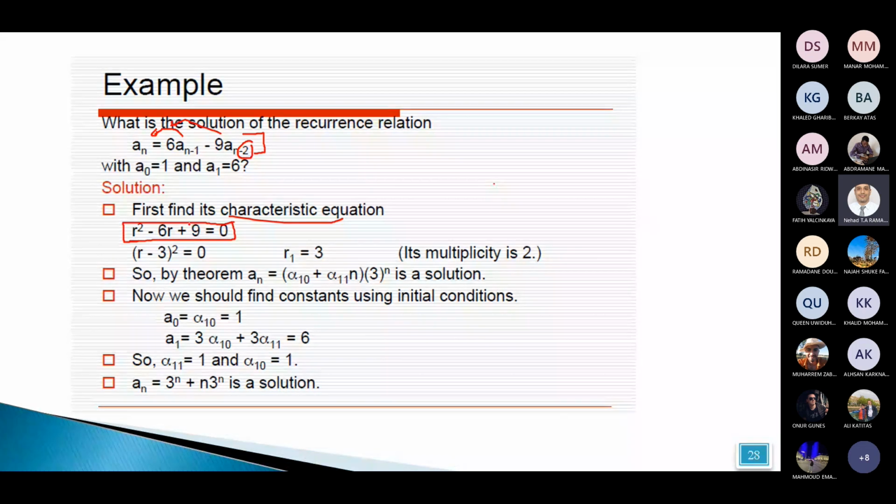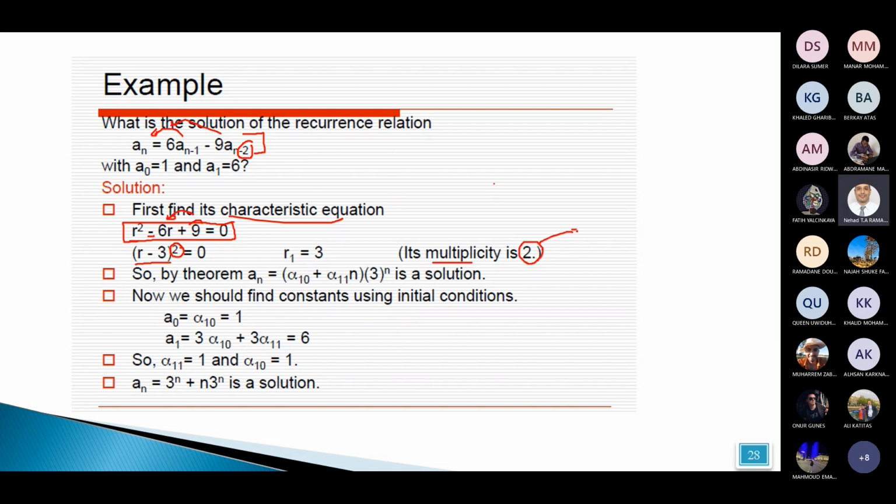As you can see here, 9 is 3 power 2, and r power 2, and 2 multiplied by 3 multiplied by r, but minus, so it's a perfect square. So its solution is r minus 3 power 2. As you can see here, we have multiplicity 2 for this solution. So m, which is the multiplicity, is 2.